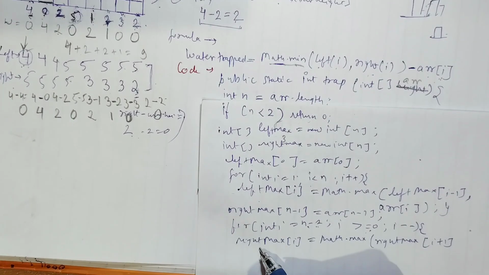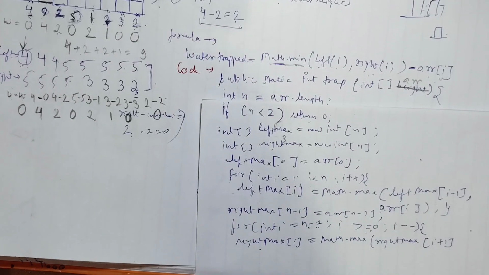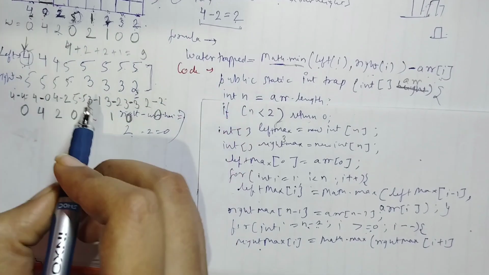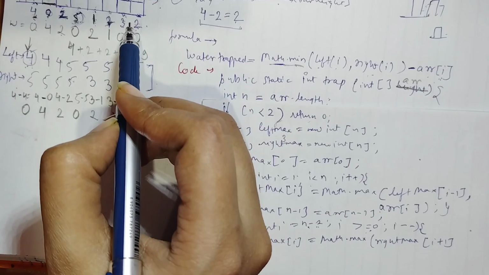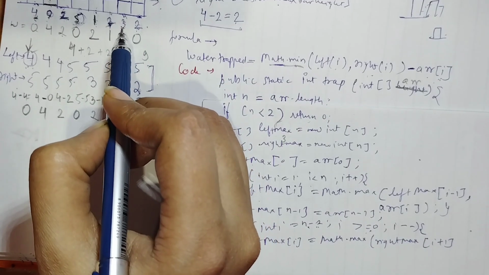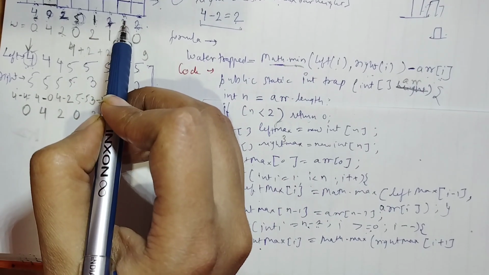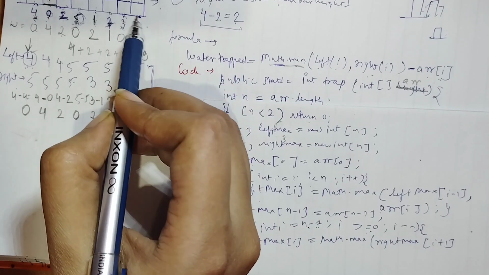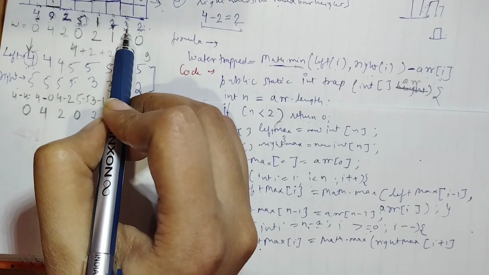Now we have to find our right max value. Right max value is the maximum bar height on the right hand side. So for the right hand side we have to compare between two values. First is our current bar. If we take this 3, our current is 3 and it has to compare with all the bars on the right hand side. Only one bar is there, so it should compare with 2. Is 2 greater than 3? No, it is not. That's why it will return 3 only.